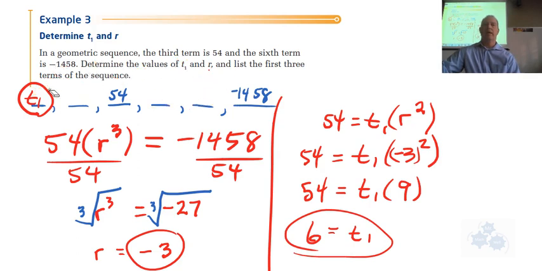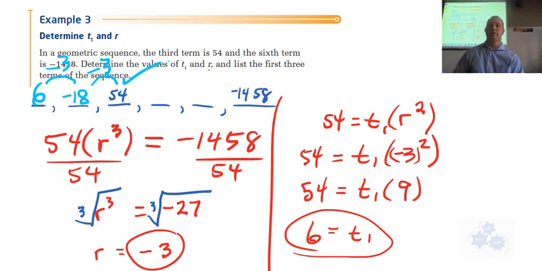Now I think we should check that real quick. So let's say we have 6 there. What's 6 times negative 3? Don't use your calculator for that one. That is negative 18. What is negative 18 times negative 3? You can use your calculator for that one if you want. But it actually is positive 54, so this is working out marvelously. Okay? Okay, any questions on that?